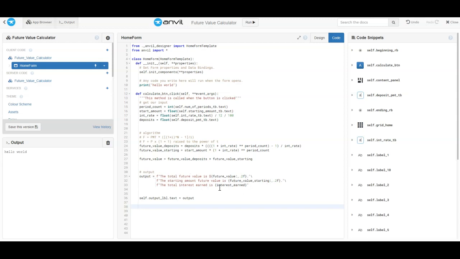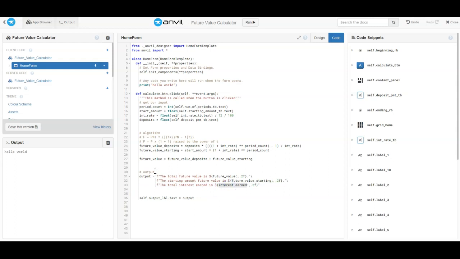And then for this last one, interest earned, we'll just copy that formatting like we've done here and put that right here onto the interest earned. And then we'll add $ signs to each of these like so. And then we'll just output whatever's in there after here. But we need to come up with this interest earned.